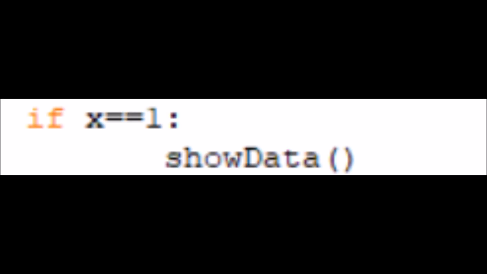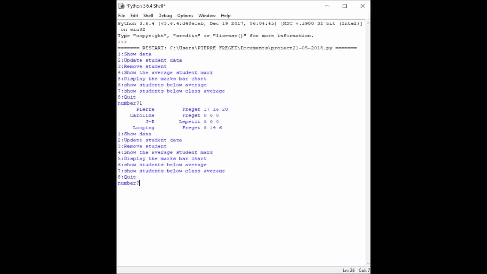Now I want to talk about the functions which make my program functional. The first one is showData. showData allows me to show on the screen what is written in the data files and organize it because of the formatting I did in my program.